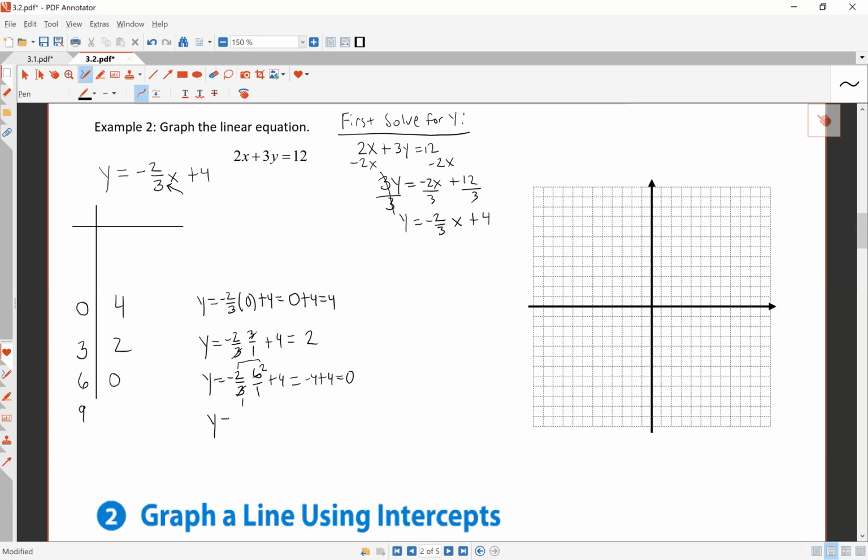If I plug in 9, 3 goes into 3 once, into 9 3 times. Negative 2 times 3 is negative 6 plus 4, which is negative 2.